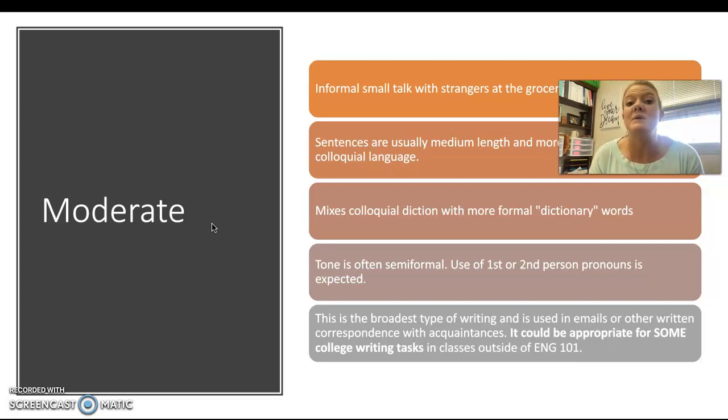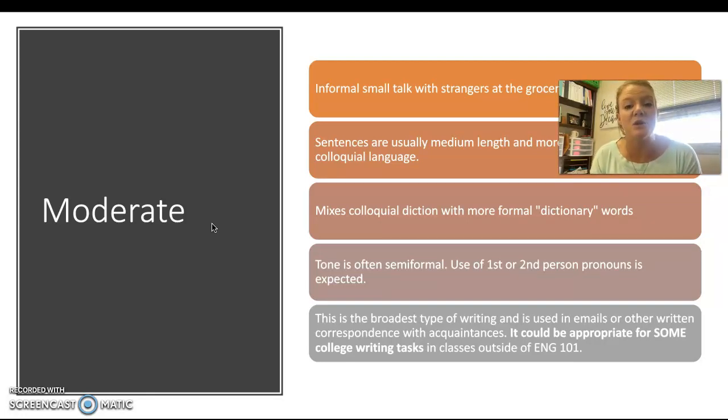Moderate language is the biggest type of writing that we as a people use. We use moderate language in emails. We use moderate language with correspondence with other acquaintances. And it could be appropriate for some college writing tasks. It's not appropriate for English 101.